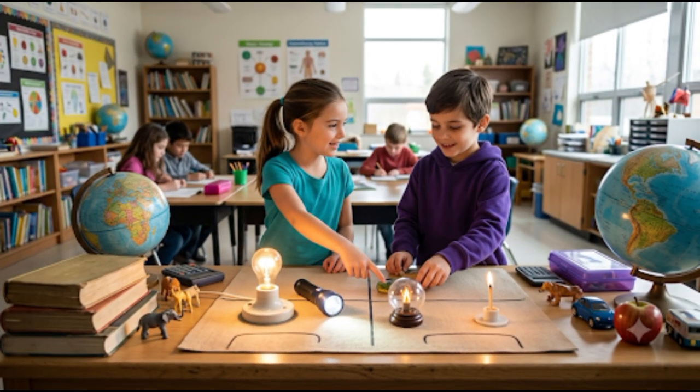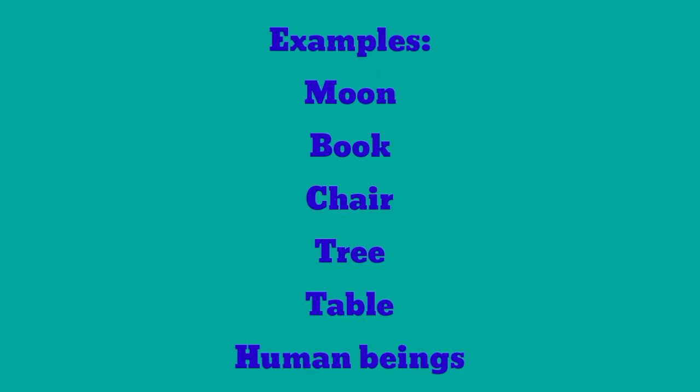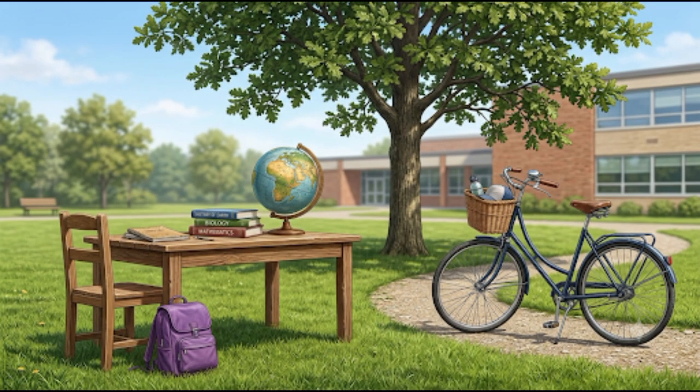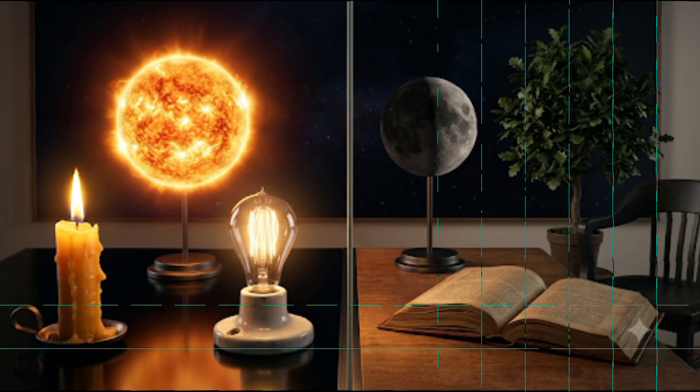In this classroom, you can also find many luminous and non-luminous objects. Examples of non-luminous objects are moon, book, chair, tree, table, and human beings. All these things do not produce any type of light, so they are non-luminous objects. Here you can identify many non-luminous objects in this picture. They have no light, so they are non-luminous.